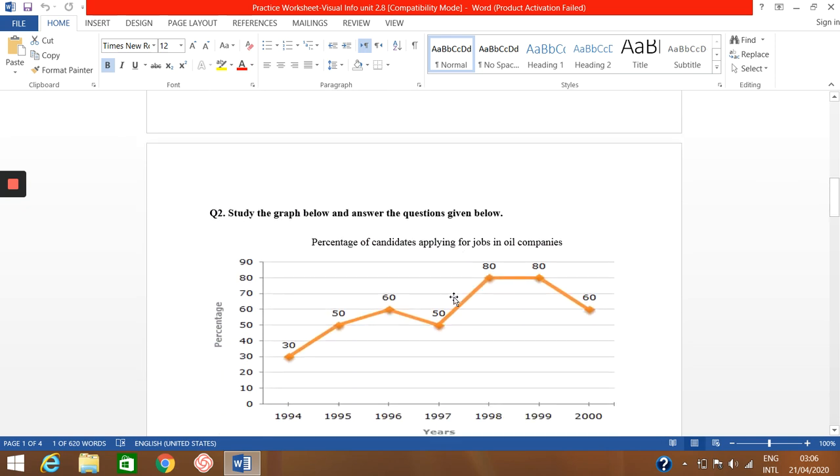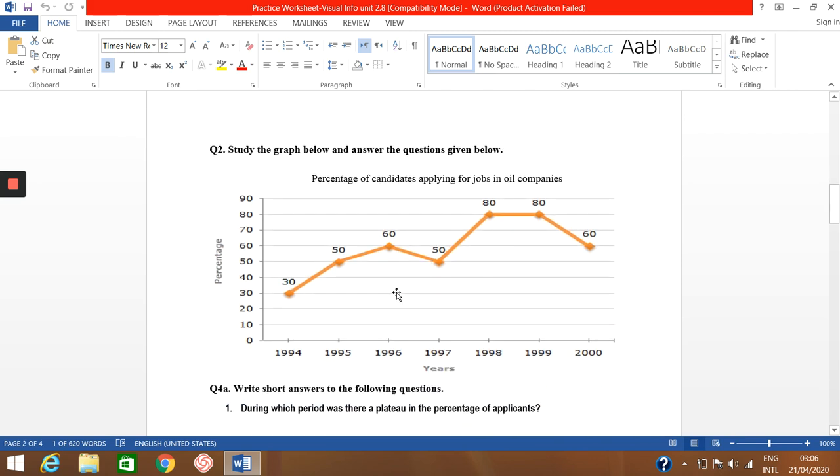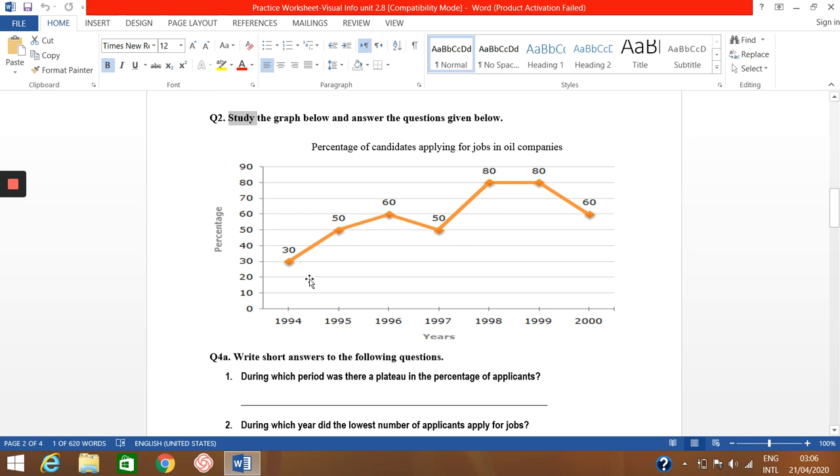Okay, now let's move to another graph this time. And again, as I have told you, before you start dealing with the graph, you have to understand the graph or study it. Because if you look at the instructions here, it always starts with study. You see, study the graph below and answer the questions given. This time we're going to have just one graph, still a line graph. Let's start by looking at the title of the graph itself. It is something about the percentage of candidates applying for jobs in oil companies.